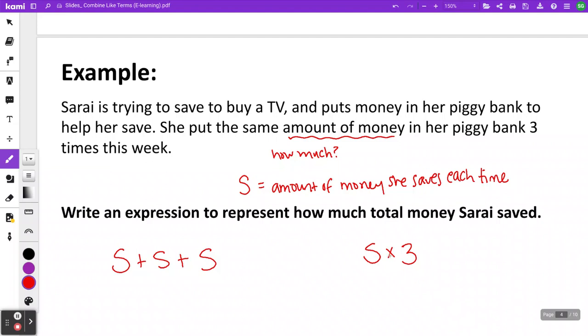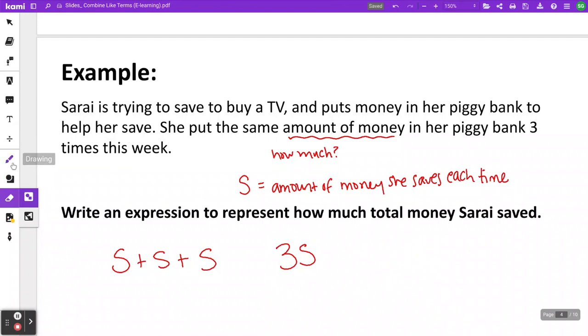When it comes to multiplication, you're going to see that number and variable right next to each other, and the number always comes first. So a more common way of seeing this is by writing 3S. That means 3 times S. So I'm going to change that for S. Both of these are correct expressions to represent the situation.